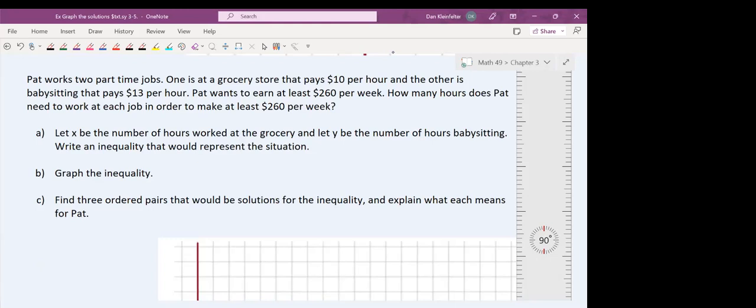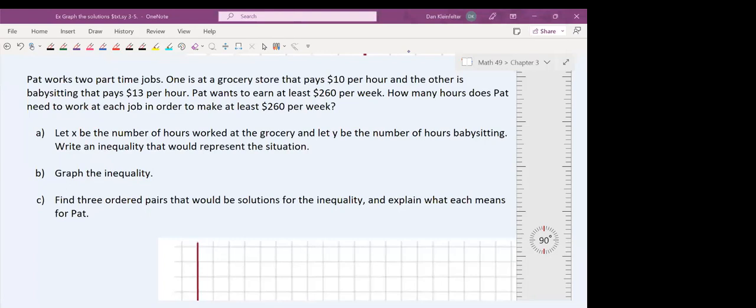So the steps to follow: we're going to let x be the number of hours worked at the grocery, y the number of hours babysitting, and then we're going to write an inequality representing the situation, and then we'll graph it, and then we'll worry about part C when we get there. Okay, so let's start by getting that inequality made.